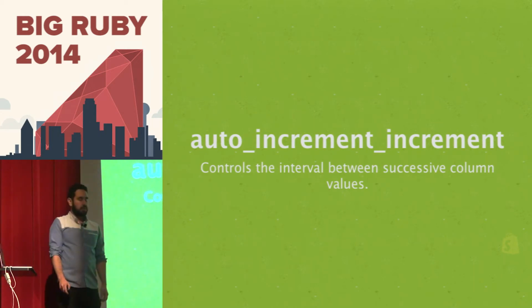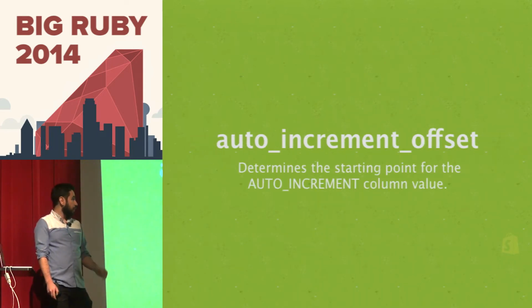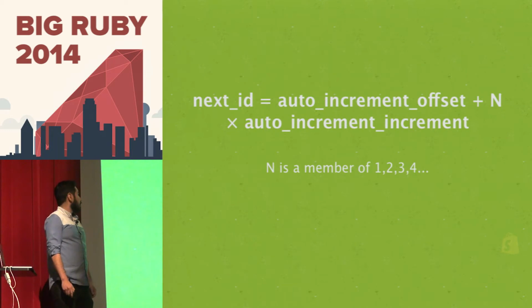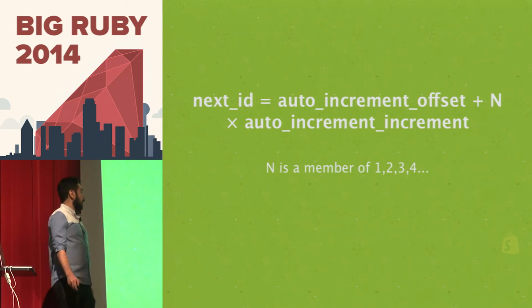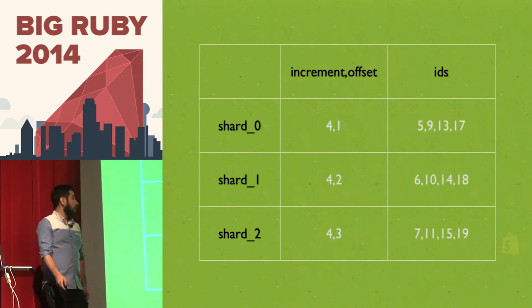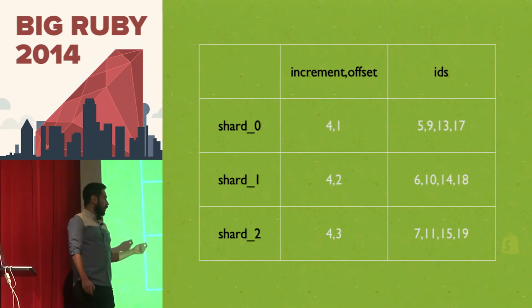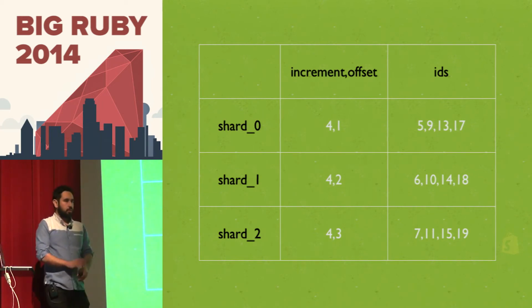MySQL InnoDB actually uses two variables to control what is the next ID that's going to be assigned to the next row on a table. So there is auto_increment_increment, that is the interval between successive IDs, and there's auto_increment_offset, which is where the actual count starts. Then it applies this formula: the offset plus n times the increment, where n is just a sequence, the natural numbers going from 1 to infinity, I suppose. So if you fix on an increment and have different offsets per shard, you get something like this. If you have, like, 4 for the increment and offsets of 1, 2, 3, your IDs would actually interleave. So you just create a large increment, about the number of shards you want to have.